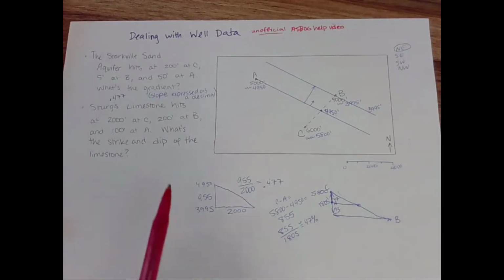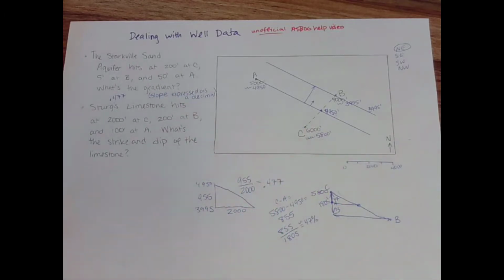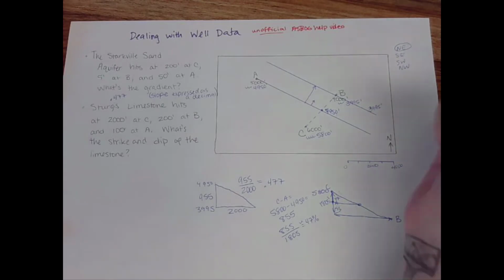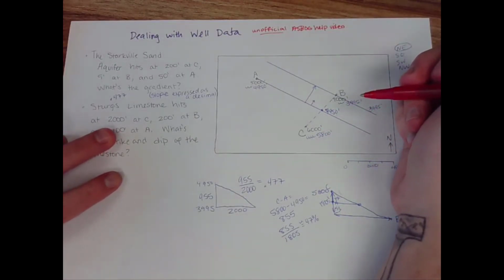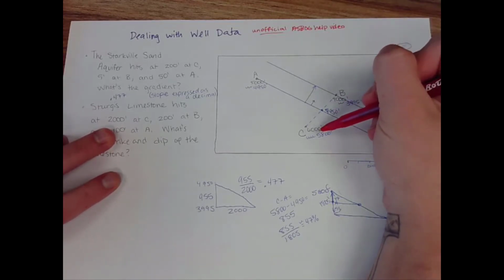So, in the first video, we dealt with gradient, how to get gradient from a map like this. But what happens if you're given 3 points and you're asked about where you might get a strike and dip or an attitude of a rock unit that is seen in these 3 wells? So we're going to talk about the Sturgis limestone. It hits at 2,000 feet below the surface at C.